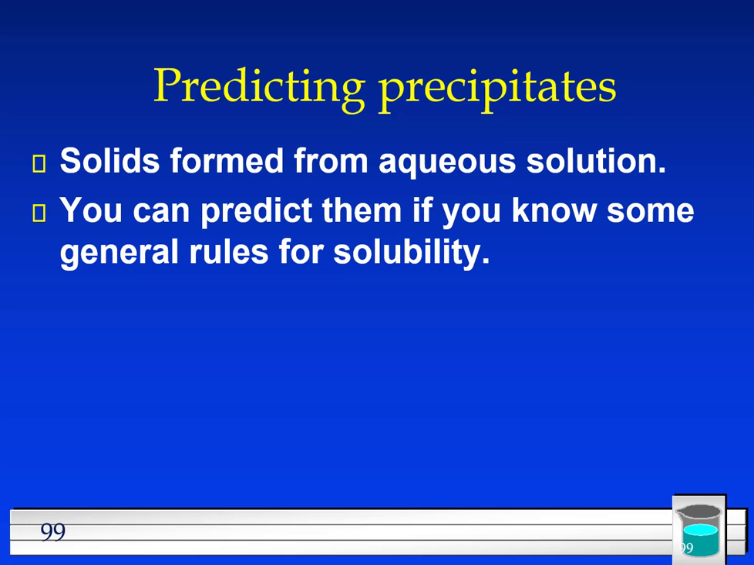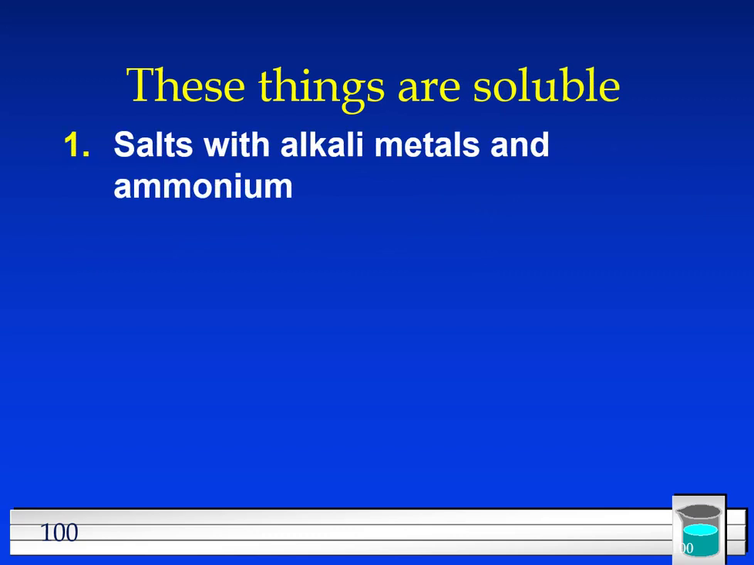Hey, so this is the list. Okay, so you'll have access to this. You just need to be able to use it. Okay, so the first thing it starts off with is these things are soluble. You've got this on the piece of paper. What does soluble mean? Soluble means dissolves. Soluble means not a solid.